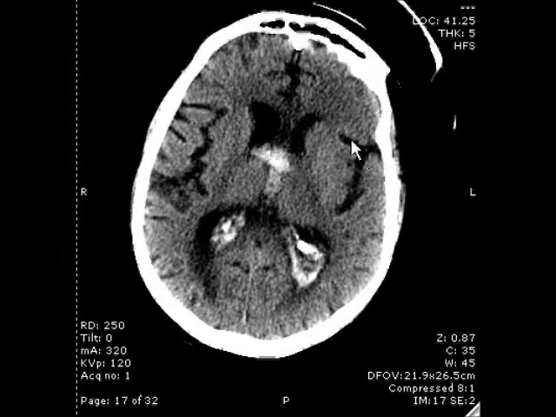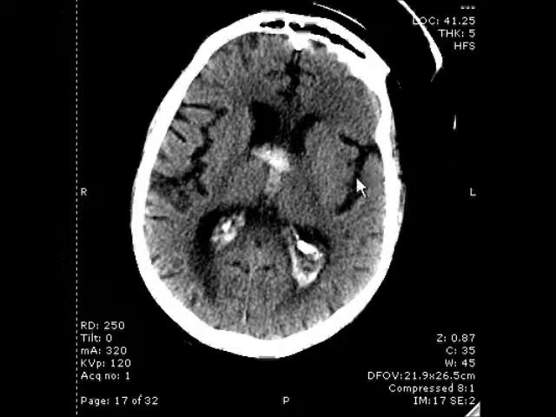That's typically one of the first areas where you'll lose gray-white matter differentiation when you have an MCA infarct. But here we can see that there's pretty good gray matter lining both insular ribbons.